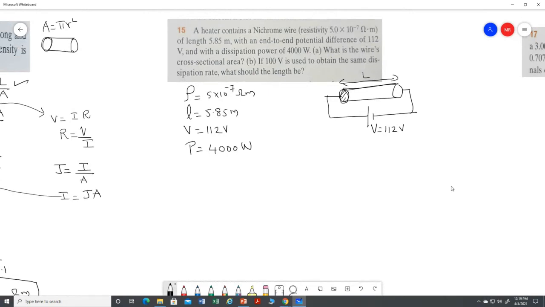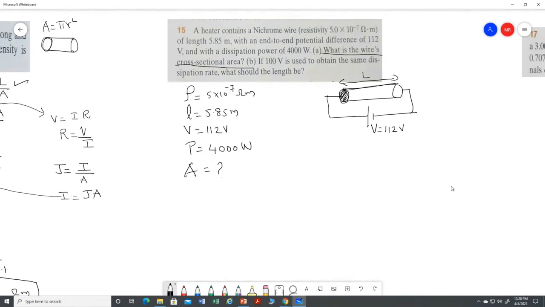Now, by using all these things, what are you going to find in the first part of the question? You are going to find the cross-sectional area. That means we are going to find this shaded portion. This is the cross-sectional area. So we are going to find this. Clear, my dear? Understand?